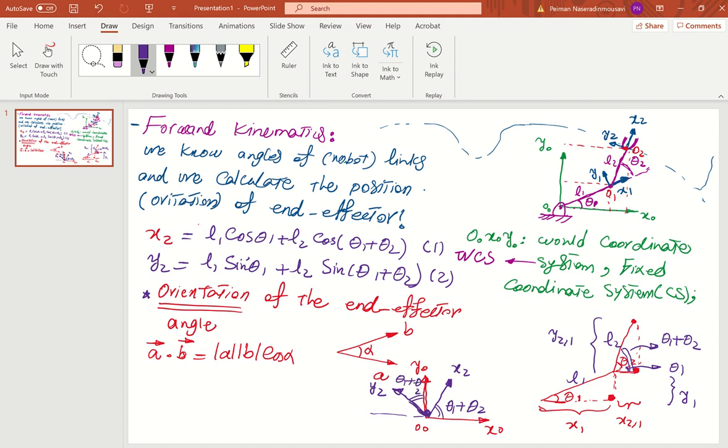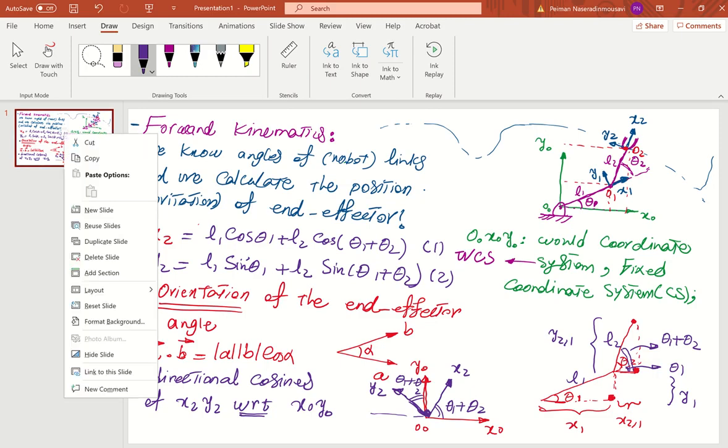Okay. Now I can say I'm defining a new topic in the orientation topic of robotics: directional cosines. Directional cosines of x2, y2, meaning the coordinate system attached to the end effector, with respect to x0 and y0, the world coordinate system. Directional cosines of this. Okay. So let us find together, guys.